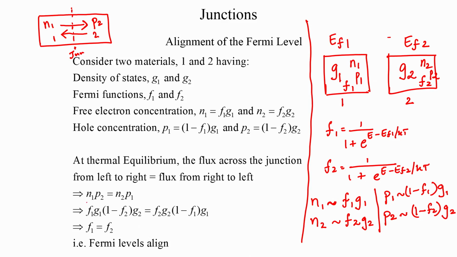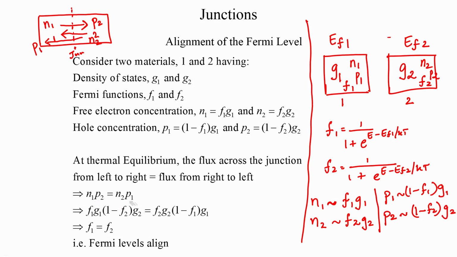So, the flux from left to right depends upon this product N1 P2, and the flux from right to left depends upon the product N2 P1. You need to have electrons from the second material trying to occupy the vacancies in the first material. So, at thermal equilibrium there cannot be a current, and therefore, these two fluxes must balance each other, and N1 P2 must be equal to N2 P1.